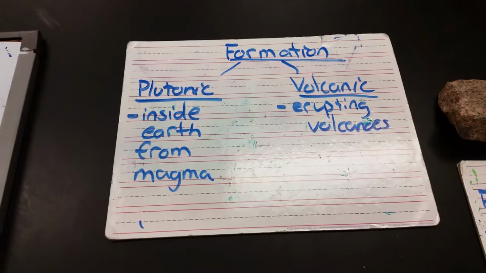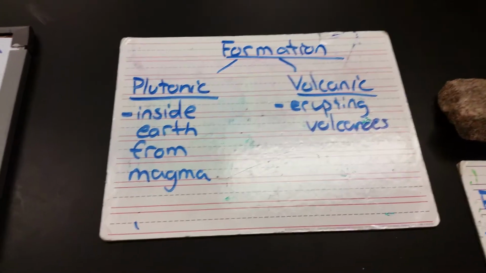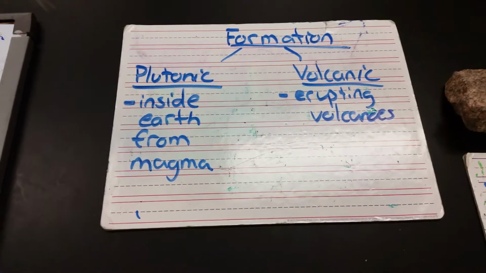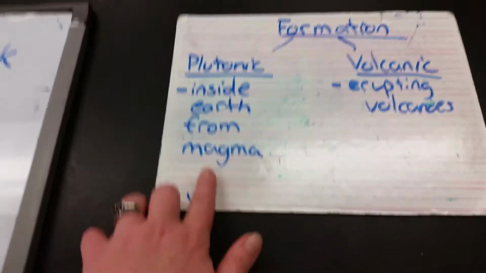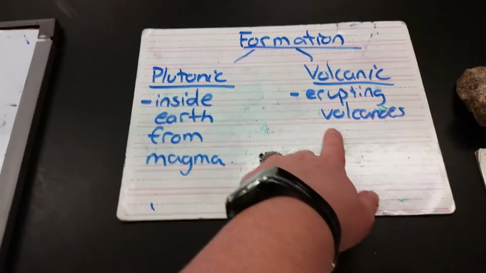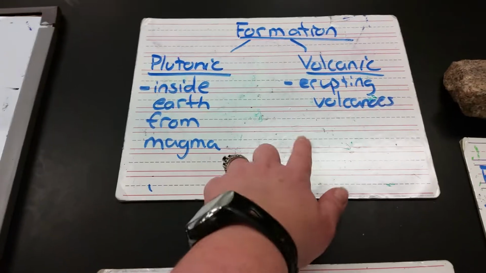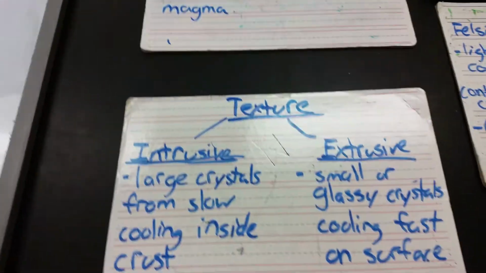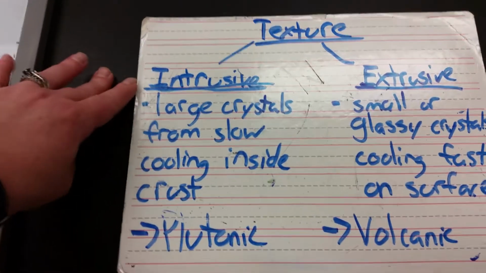They're plutonic, or they form inside the earth from magma, or volcanic setting, like erupting from a volcano. So one will be inside the earth, that's your plutonic formation, and then volcanic would be when it's outside the earth or erupting. Now, we use these two places of formation to kind of divide it by texture, and these are traditionally the names you would hear when you're doing types of igneous rock.